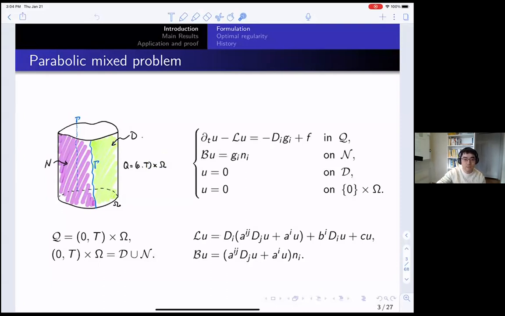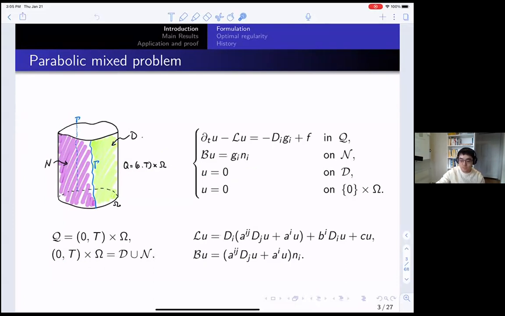And the interesting part is on the boundary, the lateral boundary. This boundary of Q, say zero T times boundary of Omega, is separated into two parts, D and N. And on D, we are assuming this Dirichlet boundary condition, u equals zero. And on the other part, we have this conormal boundary condition, the conormal derivative of u equals g_i n_i. This is the conormal operator associated with L, okay?